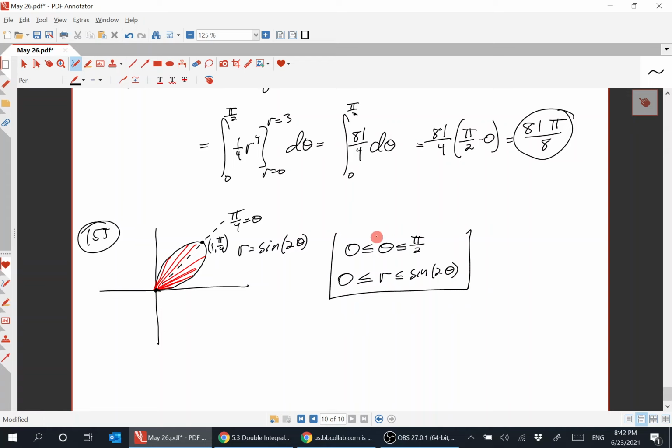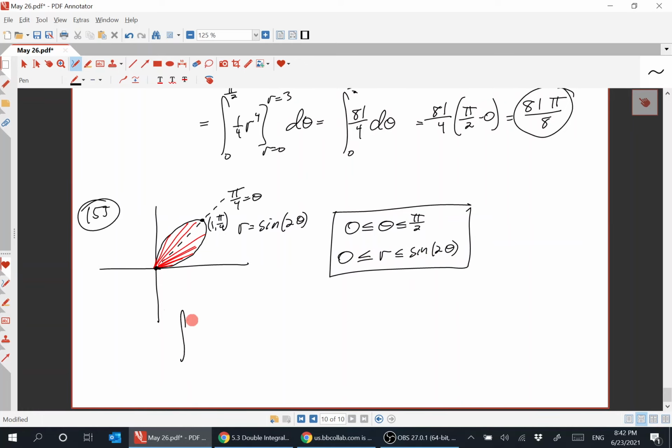Now, when your r doesn't have constant bounds, you have to do theta first and then r. So theta is bounded by constants, and then r is bounded by functions of theta. Right? So constant bounds for theta.